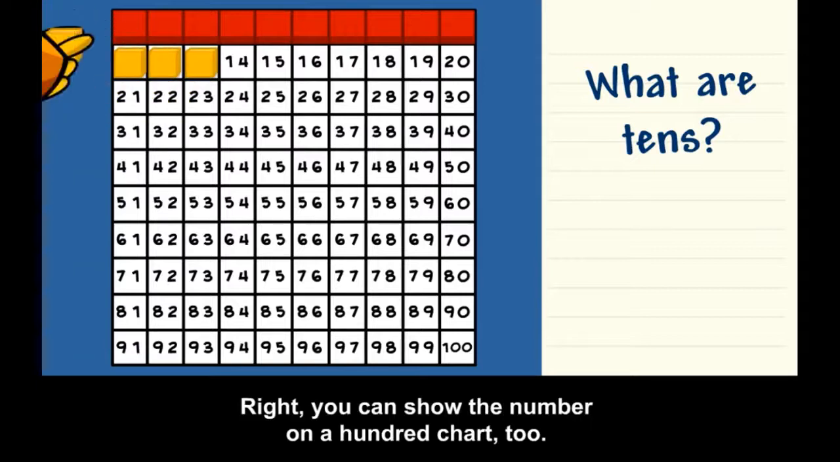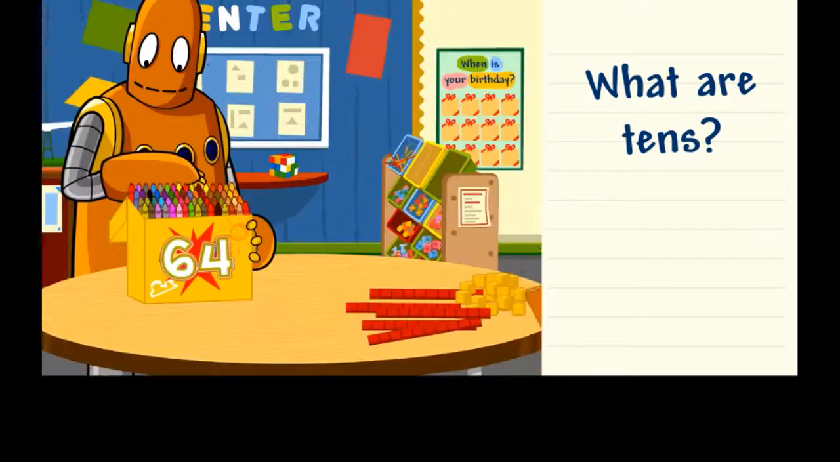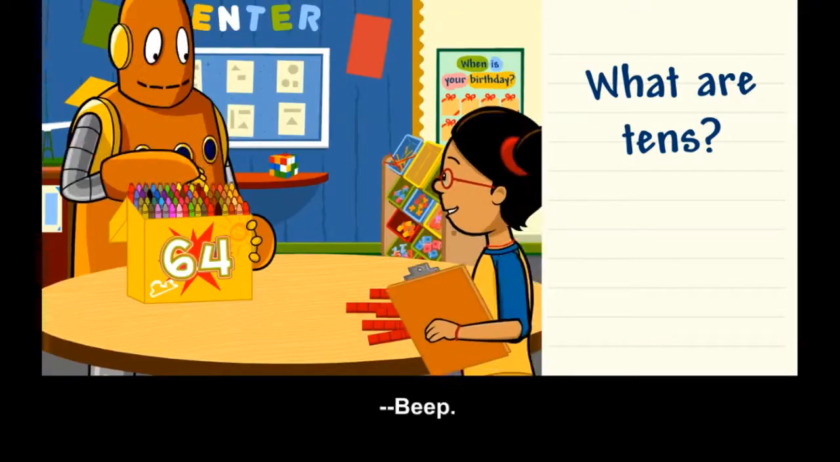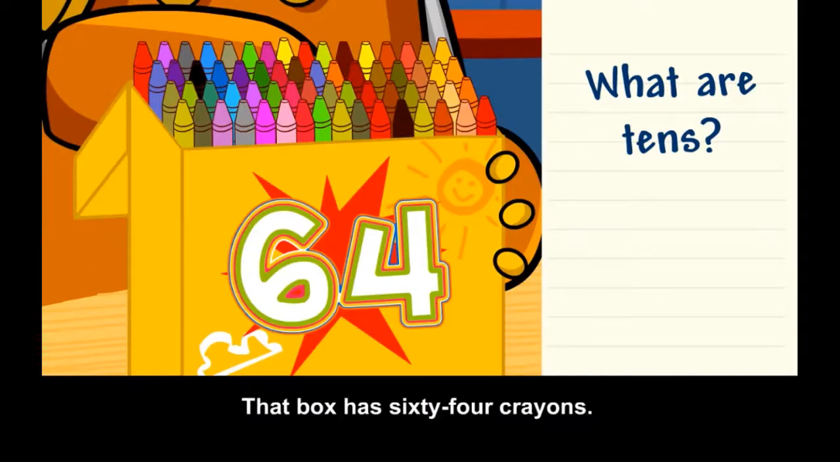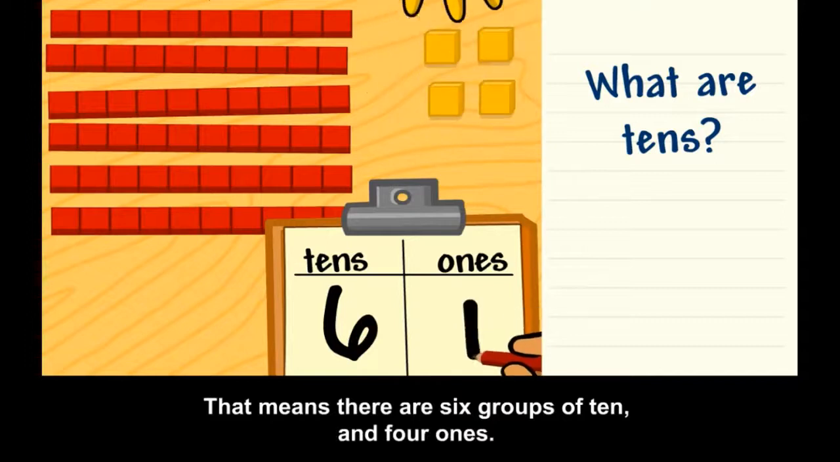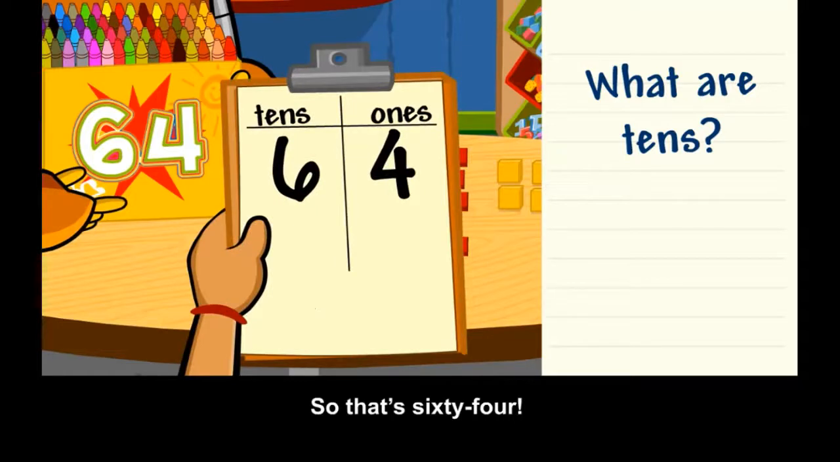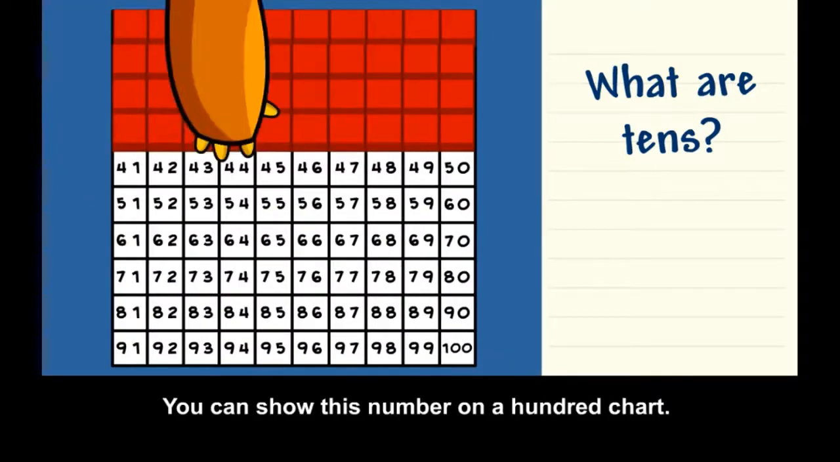Right, you can show the number on a 100 chart too. That box has 64 crayons. That means there are 6 groups of 10 and 4 ones. So that's 64. You can show this number on a 100 chart.